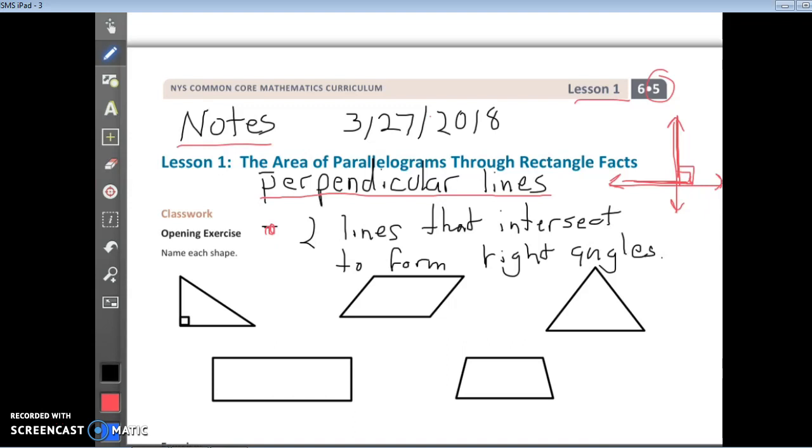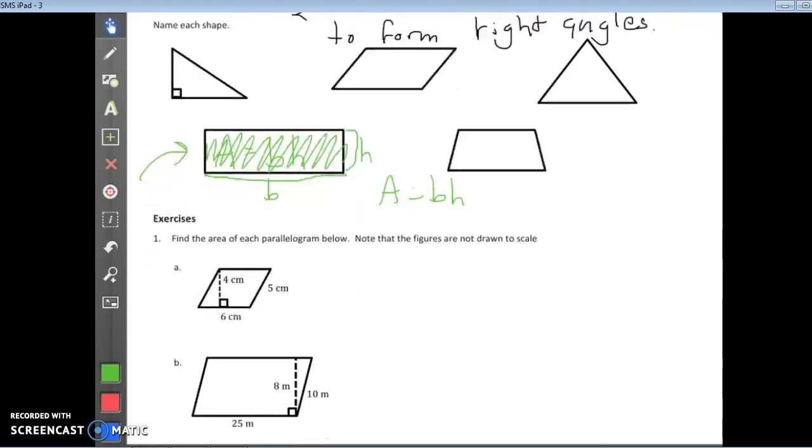And the one thing that I really want to establish is a review from last year. Defining the area of a rectangle, which we did last year. Area equals base times height. This is the base, this is the height. That will tell you the area in here. That's our review. So area equals base times height. Moving on. Let's go to parallelograms.